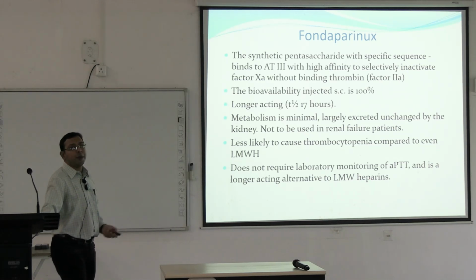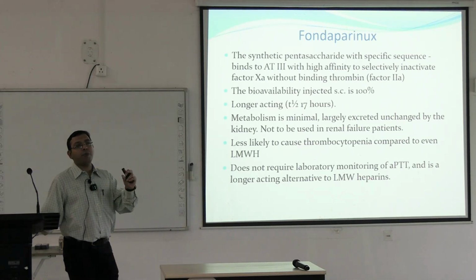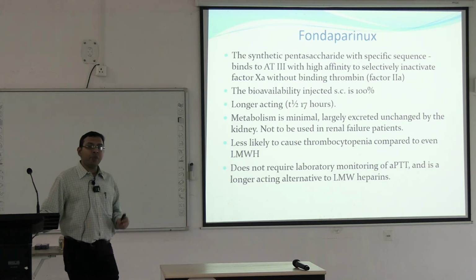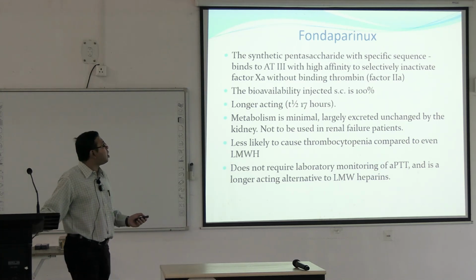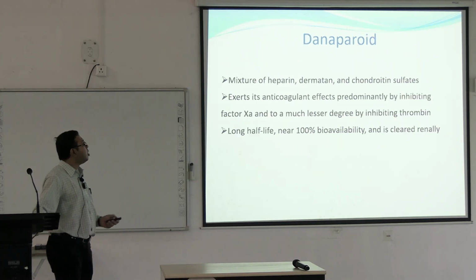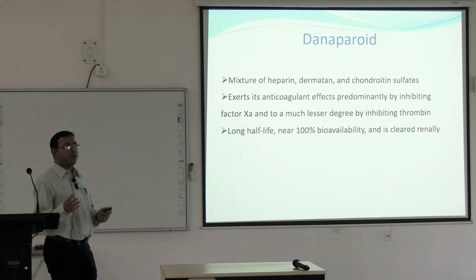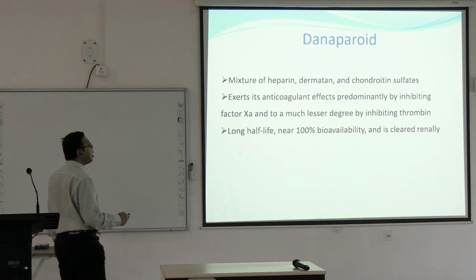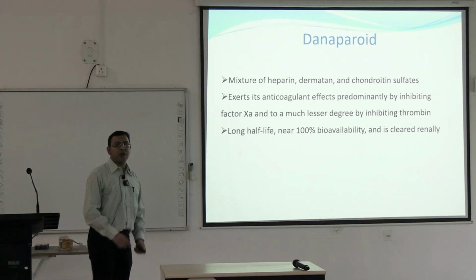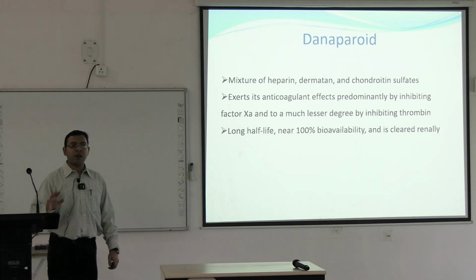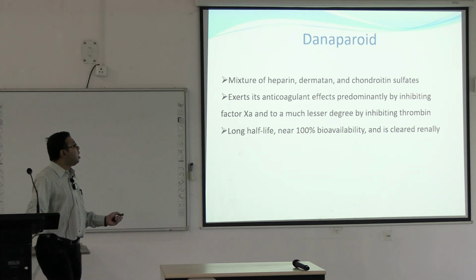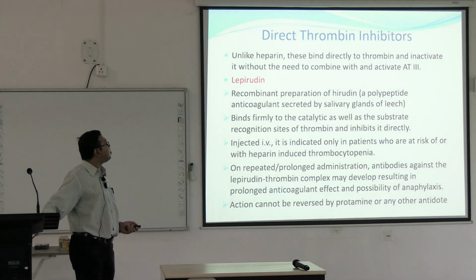So it is a synthetic pentasaccharide. So only the pentasaccharide portion, that is the active moiety, that is synthesized within the laboratory. Name is the fondaparinux. Danaparoid is another type, that is basically a mixture of the heparan, dermatan and chondroitin sulfates. Previously this was used, that is lesser used nowadays. It also exerts its anticoagulant effect predominantly by inhibiting factor 10A and to a much lesser degree thrombin. Again, it has 100% bioavailability.